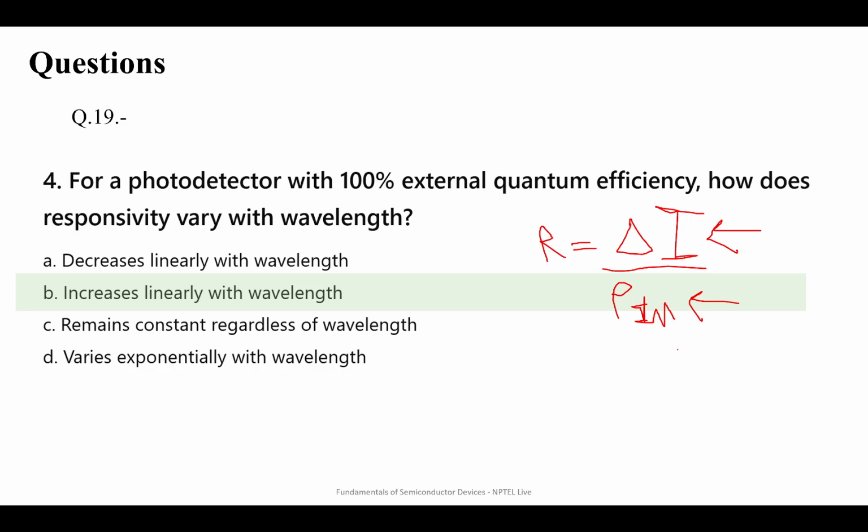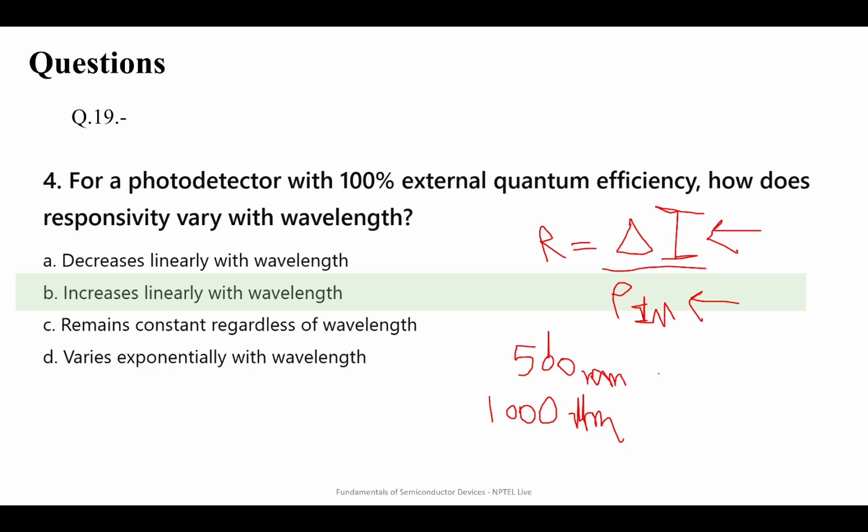Okay, you change the wavelength. No, you are getting it wrong. I am shining two lights. In one case, my wavelength is 500 nanometers. In another case, my wavelength is 1000 nanometers. My power is the same in both cases. How will my delta I change?